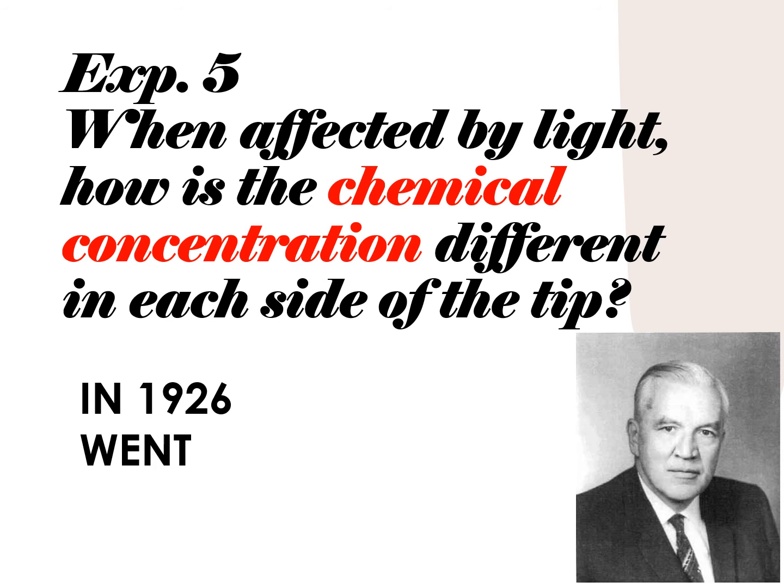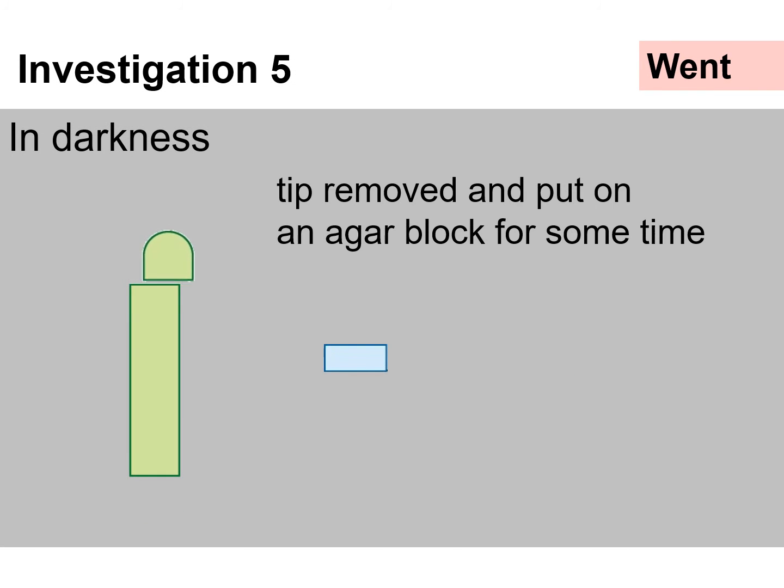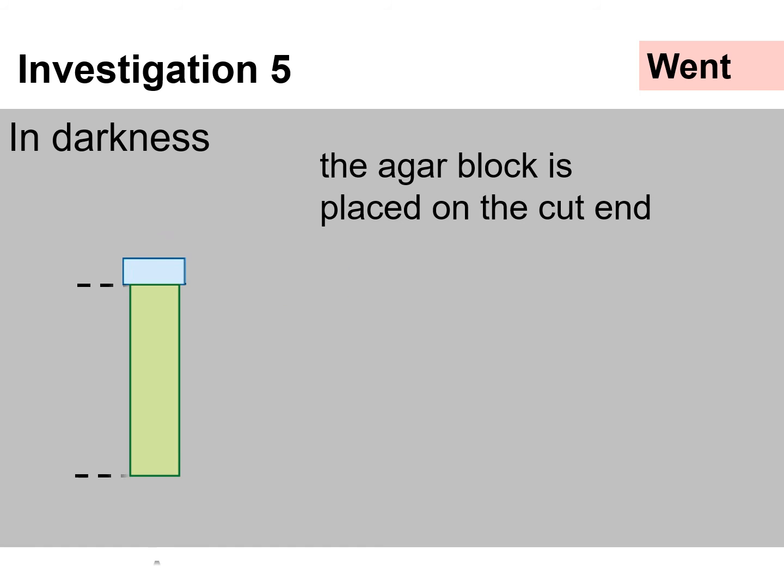The fifth experiment was done by scientist Went in the year 1926. He would like to know, when affected by light, how is the chemical concentration different in each side of the plant? Went did the following. In the darkness, the tip is removed and put onto the agar block for some time, so that the chemicals on the tip are going to diffuse down into the agar block. The agar block which received the chemicals from the tip is now put back onto the coleoptile.